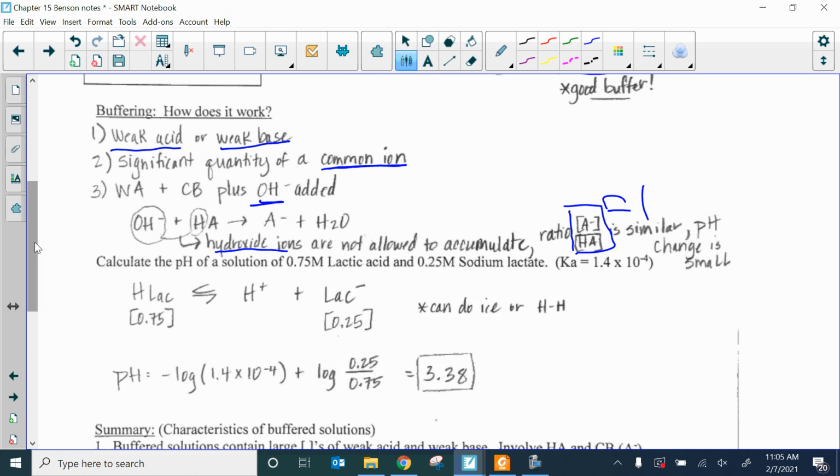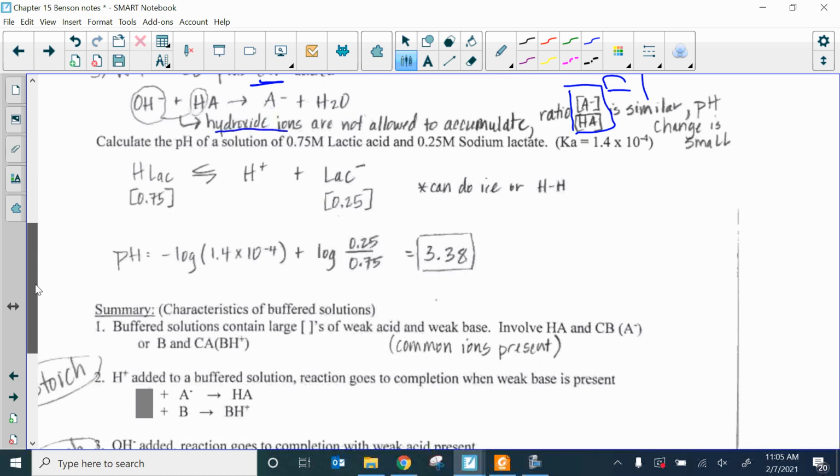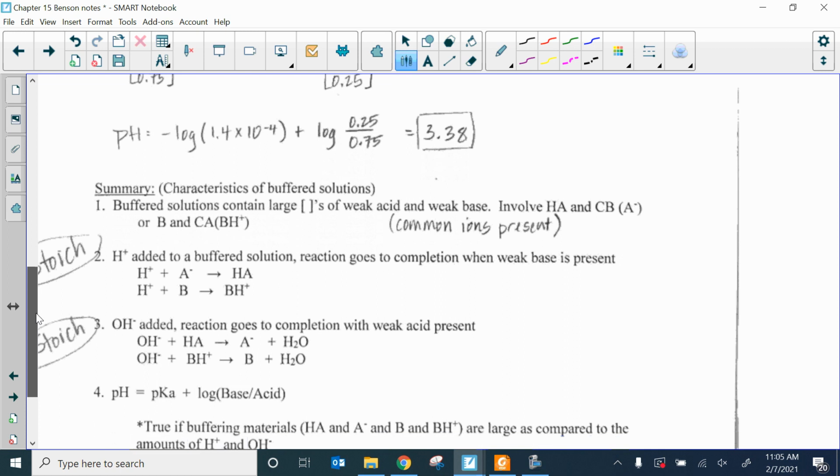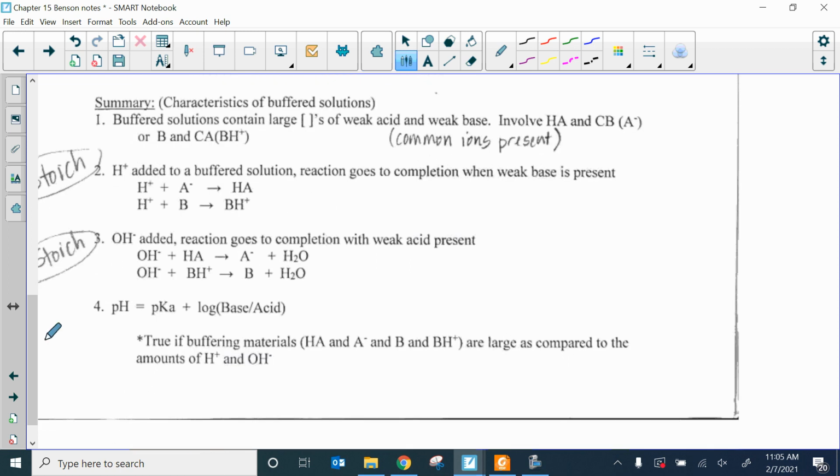All right, so I have another example here of a common ion. Go ahead and look through that and make sure that you can understand that. It's just another example. And then down here in the summary, you can read through all of these, the different types of buffering situations. Go ahead and annotate that or make sure you have some good pictures of what all of that means. Okay, all right, that's it for 15.2.